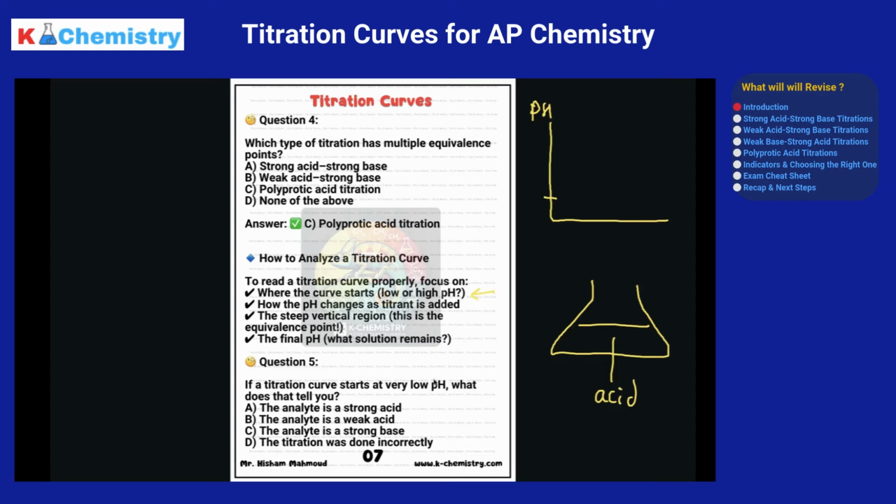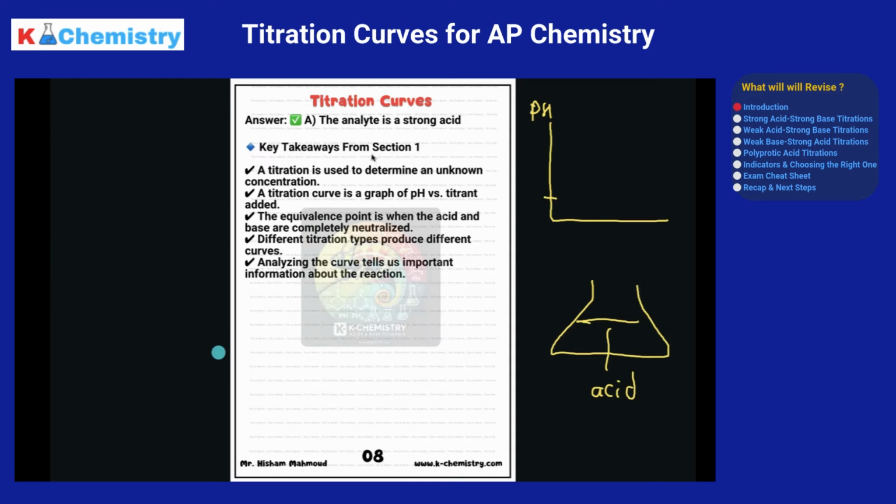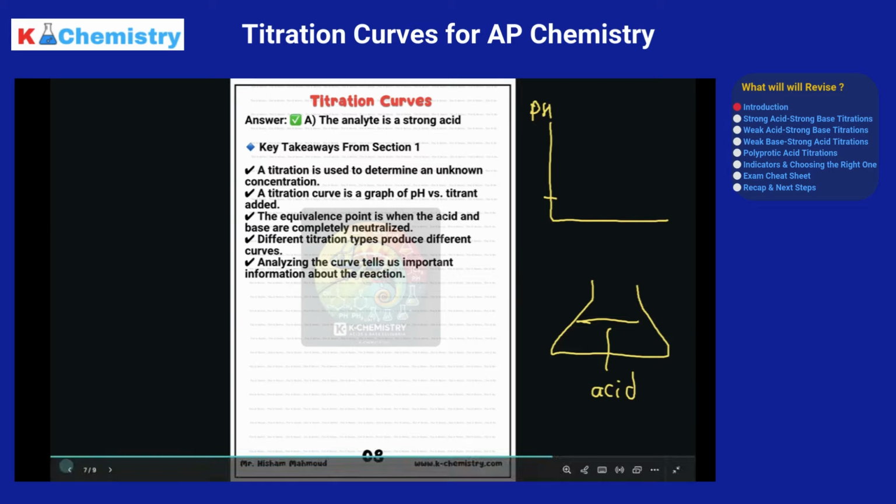If the titration curve starts at a low pH, what does that tell you? It means that when you started this reaction, you had an acid at the beginning. That's why it started at a low pH. Let's see the answer to this one to make sure our answer is correct. Is it strong acid, weak acid, strong base, or the addition is done incorrectly? No, it means that I have done it correctly and everything is okay. But the analyte is a strong acid. That's why it's a very low pH, so like 1 or 2 is the value that we are going to have.